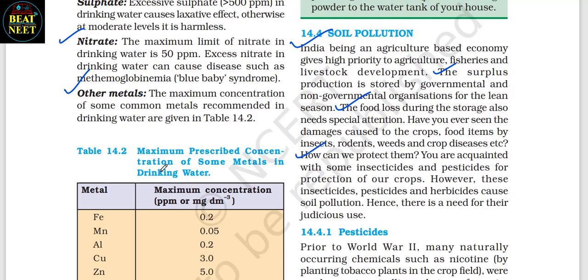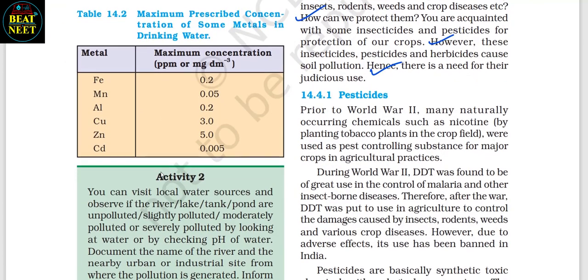You are acquainted with some insecticides and pesticides for protection of our crops. However, these insecticides, pesticides and herbicides cause soil pollution. Hence, there is a need for their judicious use.